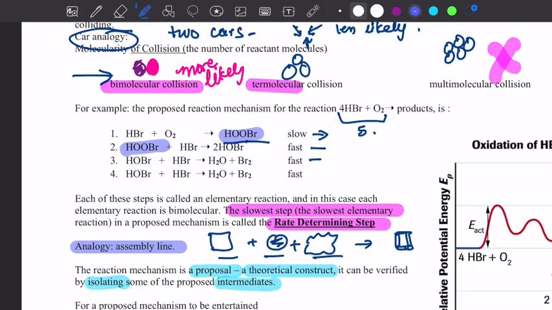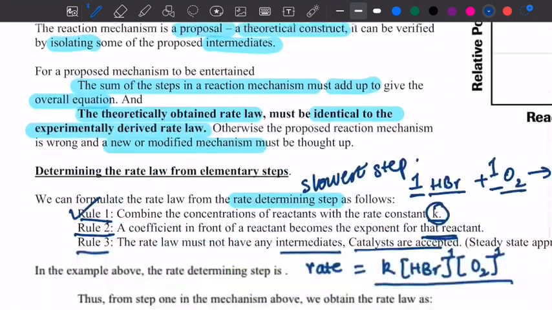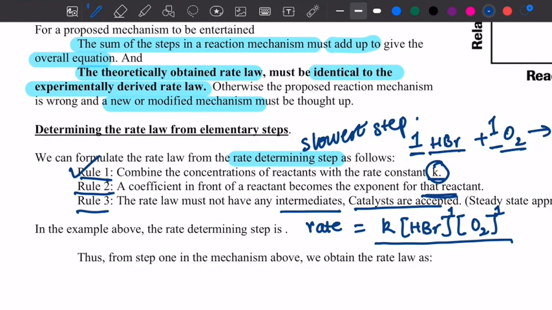So let's use purple for intermediates. As the name intermediate suggests, it is something that is formed in this step and then used up in the next step. Do we see any other intermediate? Well, we see HOBr is formed in step 2 and then is being used up in steps 3 and 4. Anything else that is formed and then used up? No.